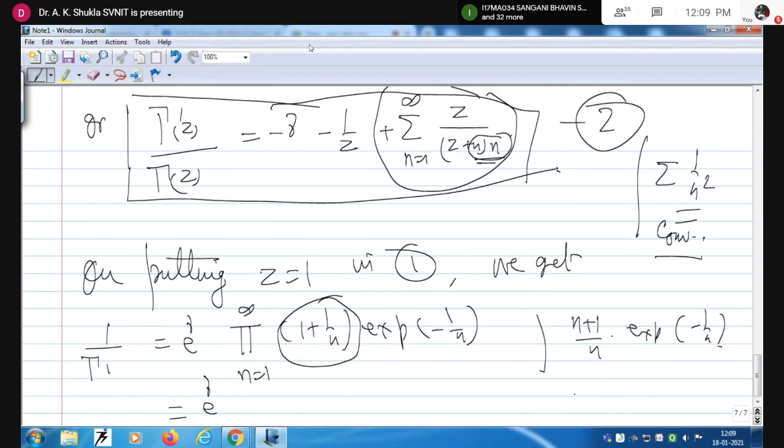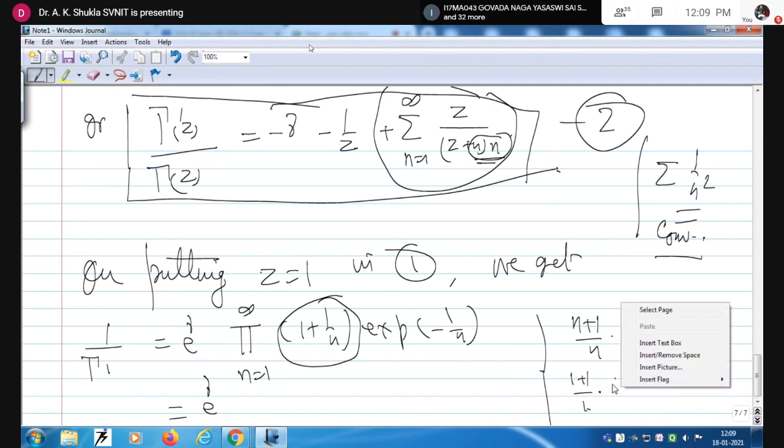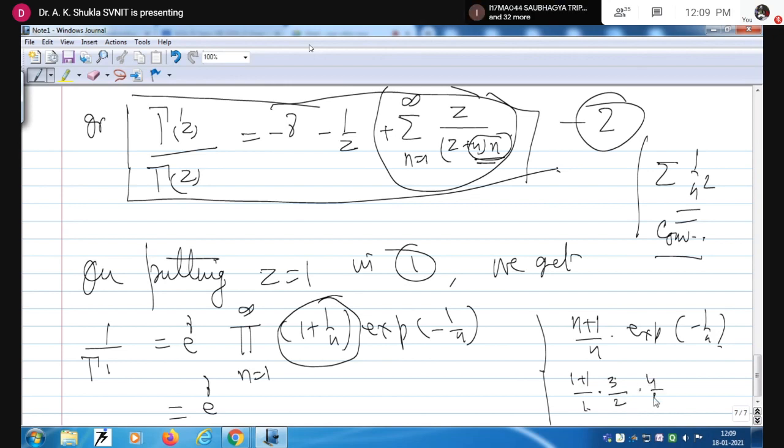Exponential of minus 1 upon n. So when you put n equal to 1 to infinity, ultimately what you will get is, for n equal to 1, 1 plus 1 divided by 1, and for n equal to 2, this is your 3 upon 2. Next is 4 upon 3, like this. So the 2 will cancel out, and the 3 will cancel out.